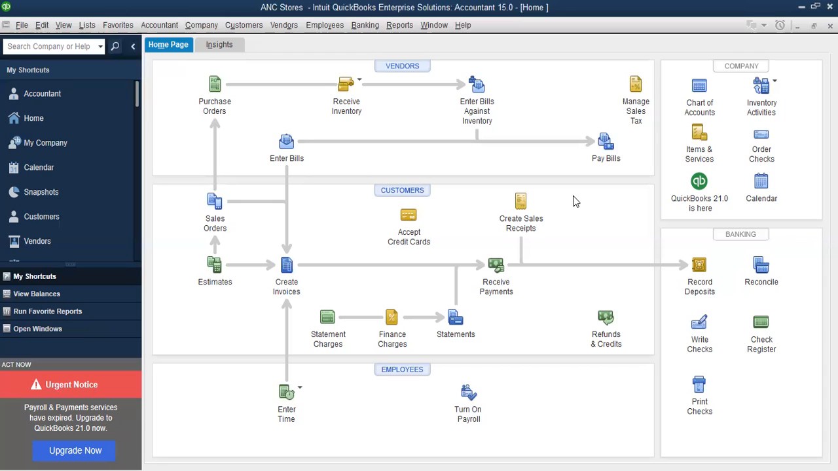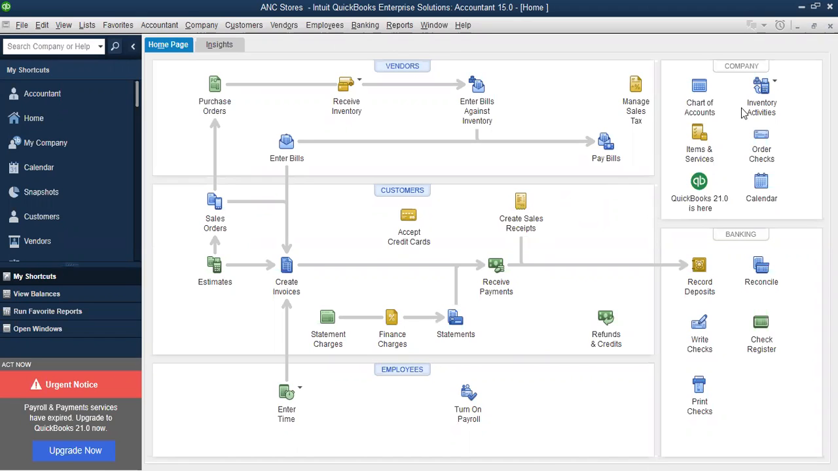It is the parent account that at times carries sub accounts. Another point: a parent account with sub accounts is not allowed to receive transactions.